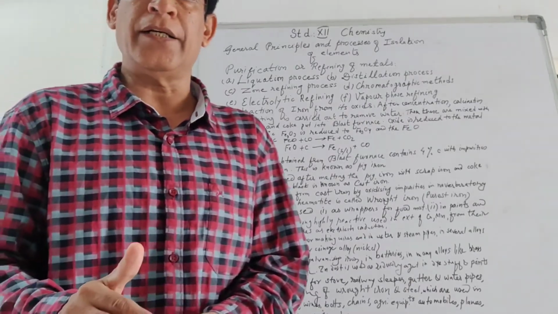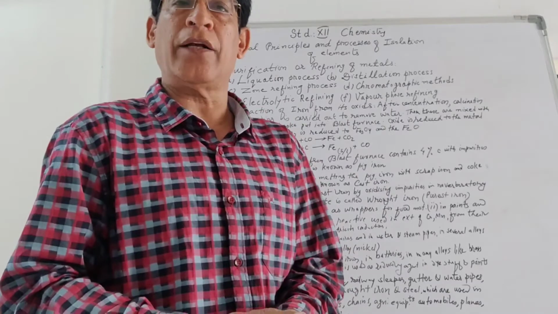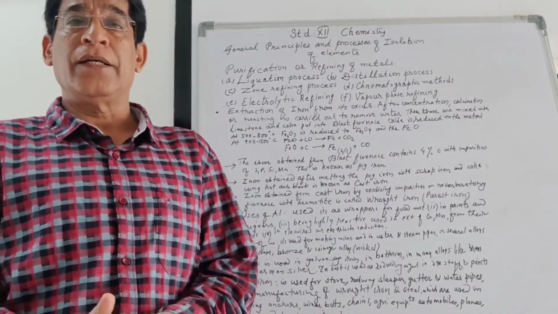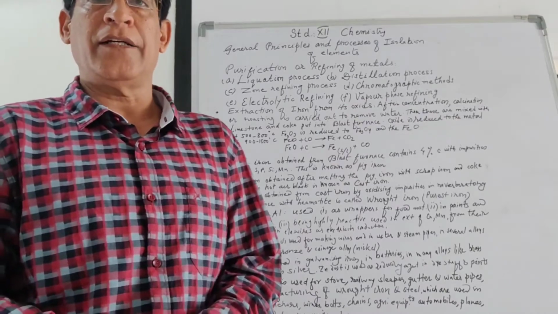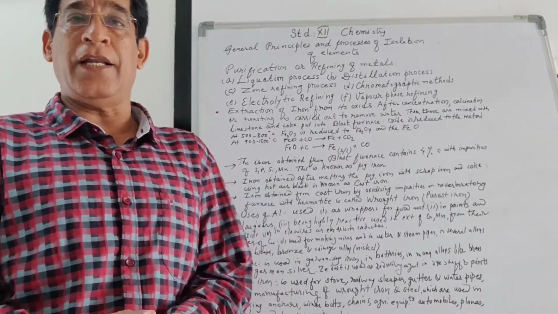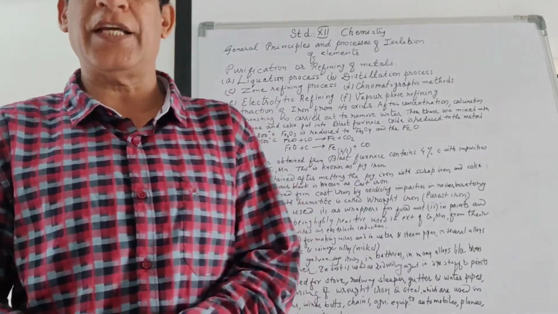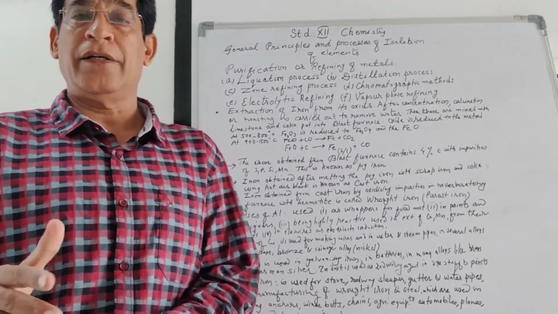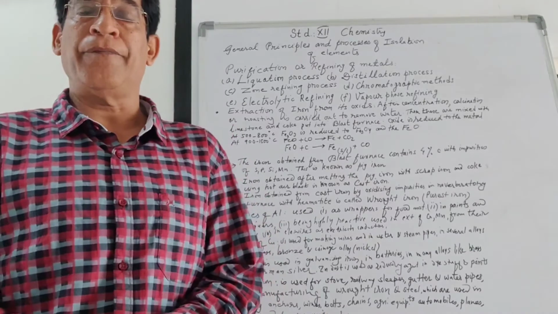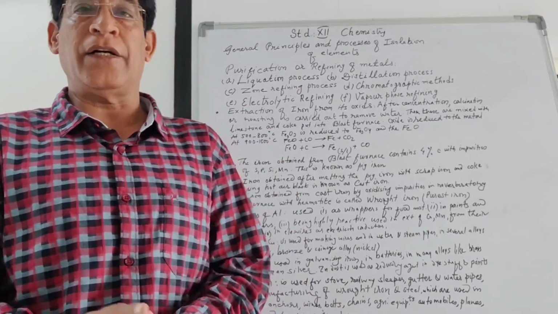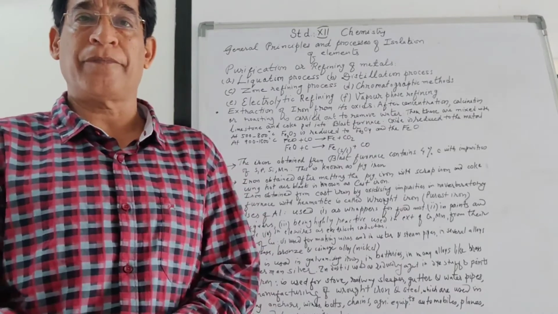Aluminum obtained is 99.98% pure. The reactions at anode: Al gives Al3+ plus 3 electrons, and at cathode: Al3+ plus 3 electrons gives Al.